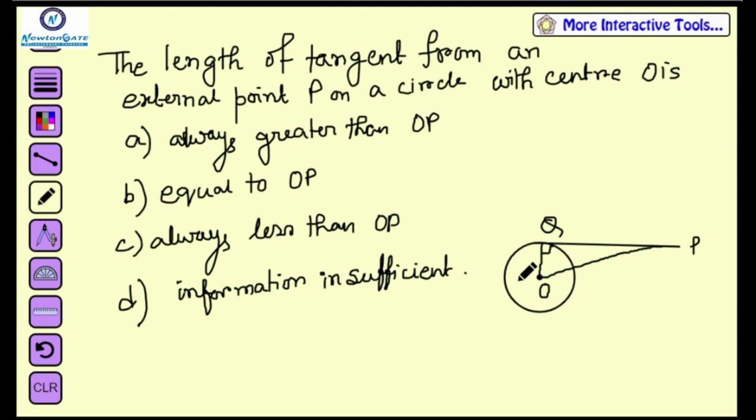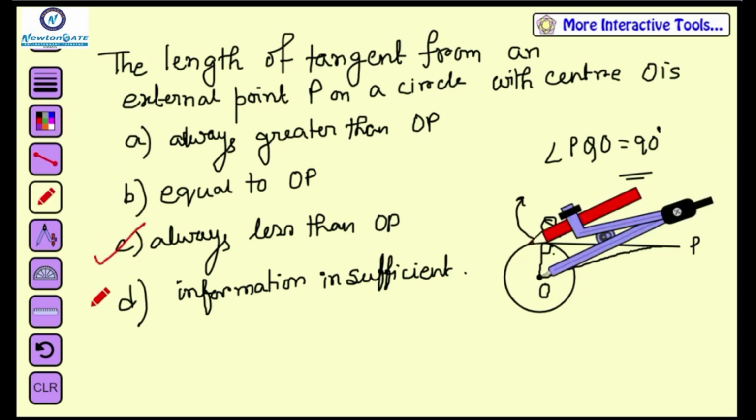Now we know that the angle between the tangent and radius is 90 degrees. That means angle PQO equals 90 degrees. So this implies OP is the hypotenuse of right angle triangle OQP. And we know that the hypotenuse is the longest side. So OP is the longest side of the triangle OQP. Therefore, the length of the tangent from an external point P on a circle with center O is always less than OP. That means option C is correct.